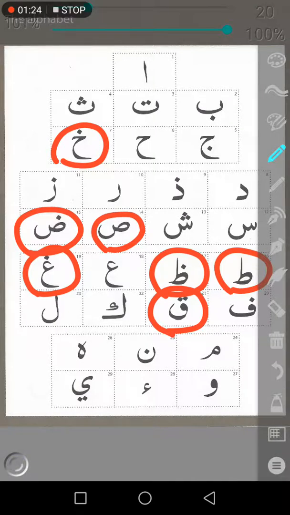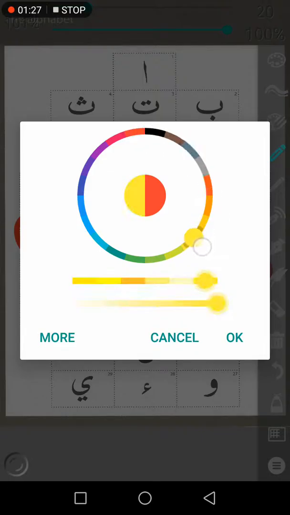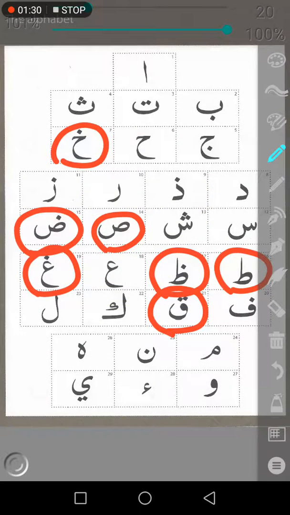The next group of letters, these are called throat letters. So we'll do these in yellow. 2 of them are the same as the FMLs. So the kha and the ghain, these are throat letters and full mouth letters. Very important to remember that.